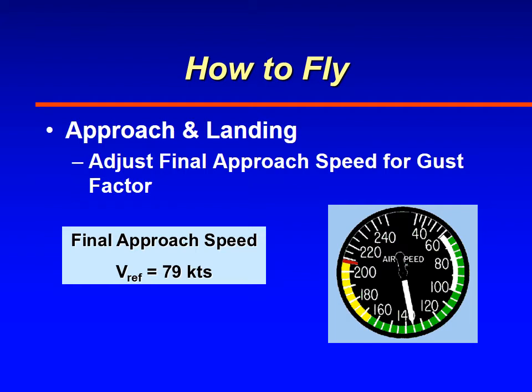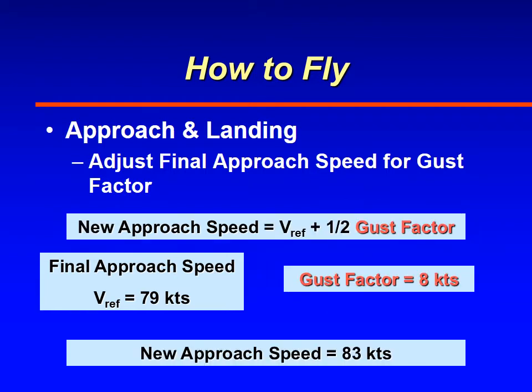Typically, you take 1/2 of your gust factor and add it to your final approach speed. If your final approach speed is 79 knots, 1/2 of the gust factor is 4 knots. We have a gust factor of 8 knots, so 4 knots plus 79 gives you 83. So adding 1/2 of the gust factor gives you enough buffer to avoid stall and also make a successful landing.